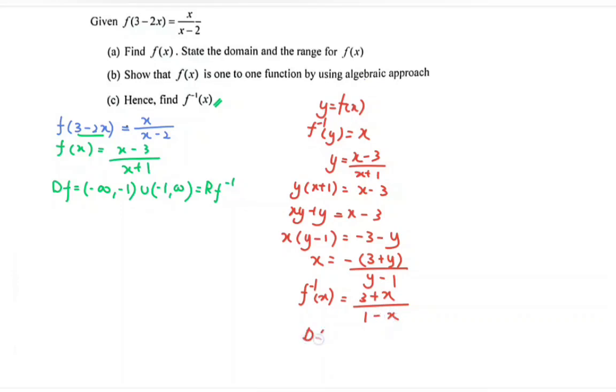So the domain for the f inverse would be negative infinity until 1 union 1 until infinity. So here we have the range for f. So that is the answer for question a. So the range for f would be negative infinity until 1 union 1 until infinity.